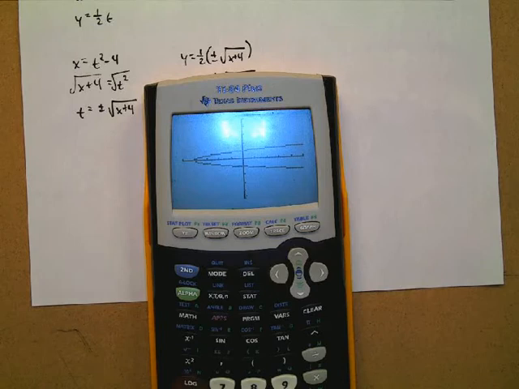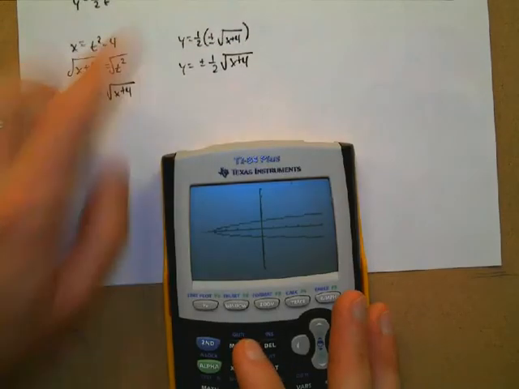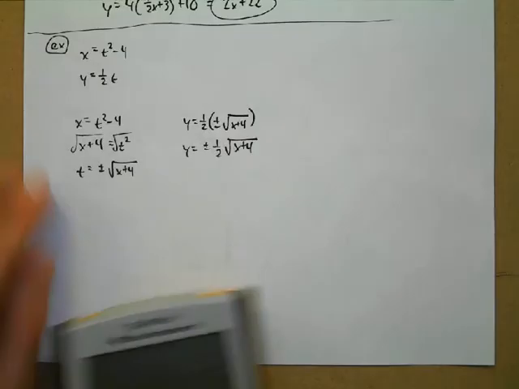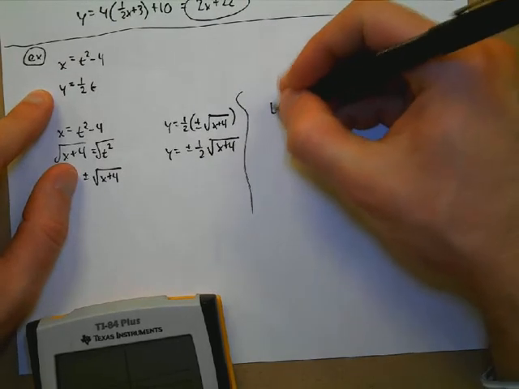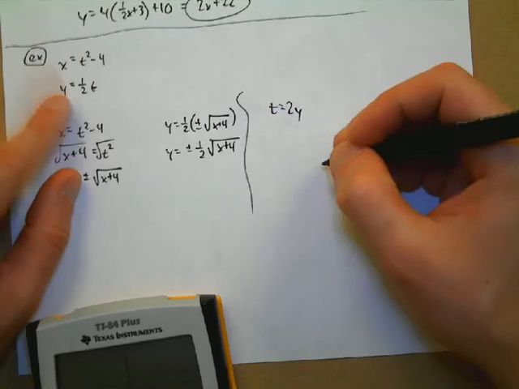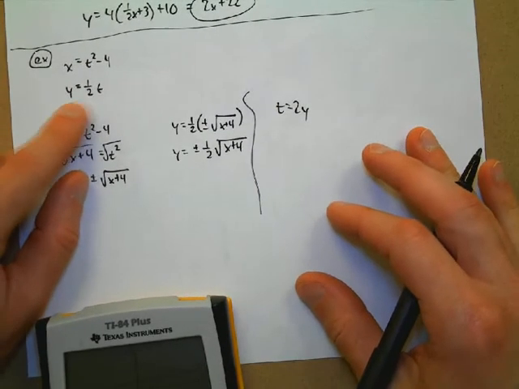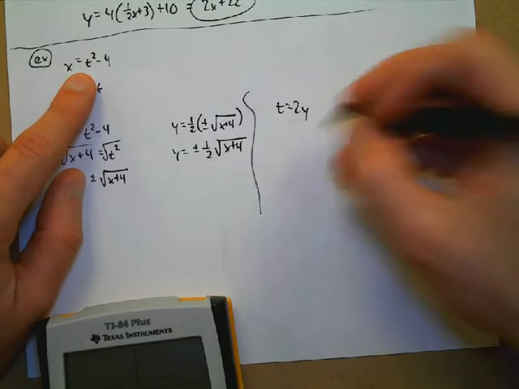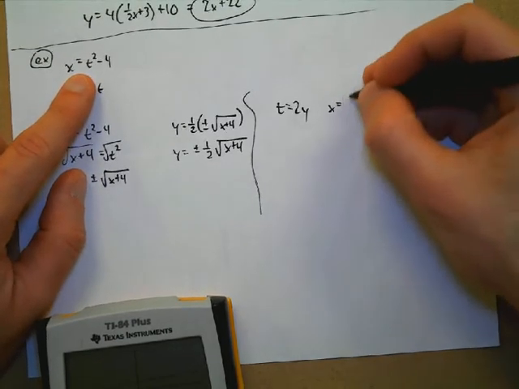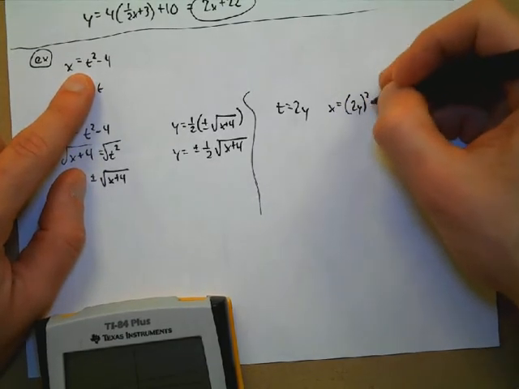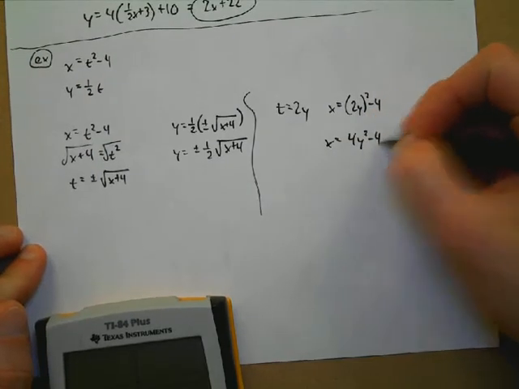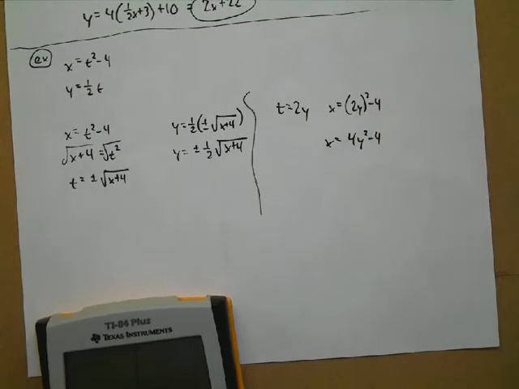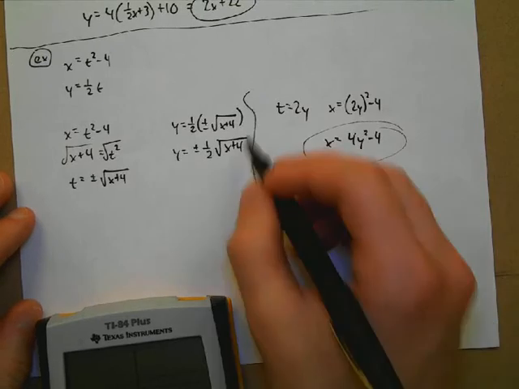So if we wanted to rewrite this in a more traditional, y equals format, we'd have to solve for y here. So you have x plus 4 equals 4y squared. Divide everything by 4, so you have 1/4 x plus 1 equals y squared. Square root both sides here, so we'd have plus or minus the square root of 1/4 x plus 1 equals y, which is the same thing as this right here.